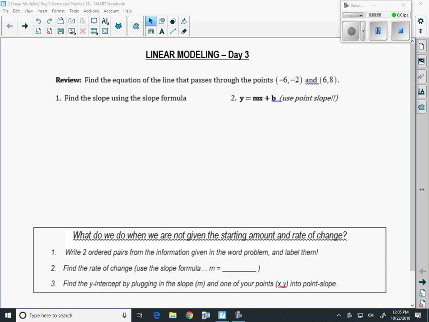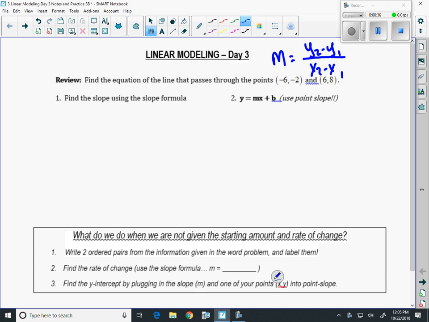Okay, the first thing: we talked about linear modeling on Thursday and Friday of last week. Now we're going to tie in linear modeling with 2 coordinate points. So if we have 2 coordinate points, how do we find slope? Slope formula, yes. y2 minus y1 over x2 minus x1. So we're going to use our 2 points here to find slope.